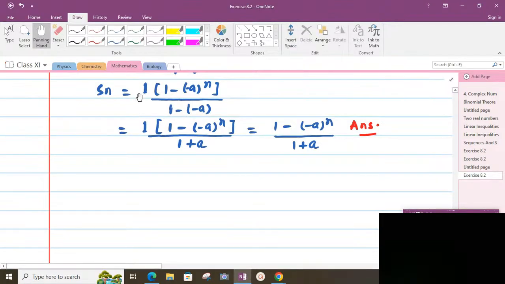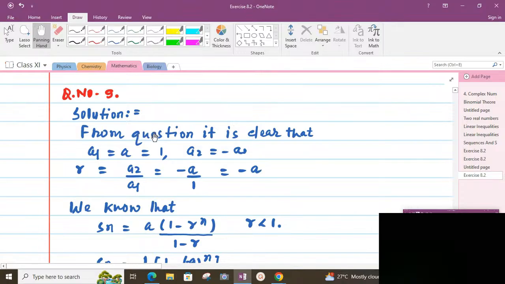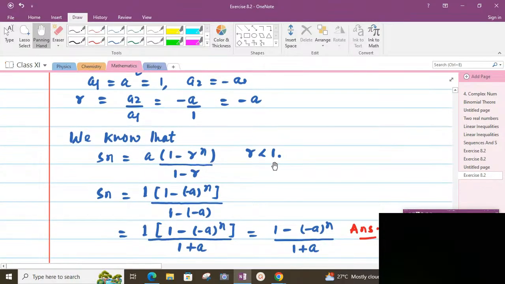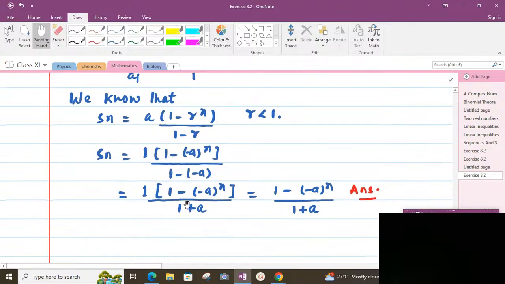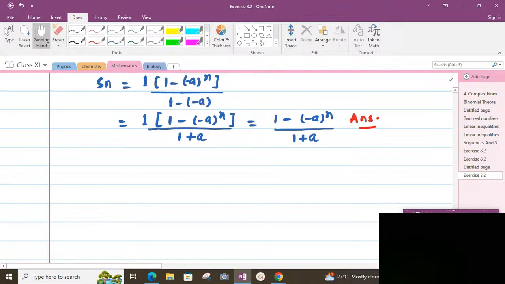एक बार इस क्वेश्चन को हिंदी लैंग्वेज में समझ लेते हैं, ताकि हिंदी माध्यम के विद्यार्थी के लिए भी ये उपयोगी हो। From the question it is clear that a1 equal to 1, a2 equal to -a. कॉमन रेशियो के फॉर्मूला को रिकॉल कर लिया गया, सेकेंड टर्म को फर्स्ट टर्म से डिवाइड किए तो -a आ गया। फिर से Sn के फॉर्मूला को रिकॉल कर लिए, यहाँ r का वैल्यू 1 से कम हो गया। सारा वैल्यू पुट अप कर दिए, एक सिंपल कैलकुलेशन कर दिए जो आप समझ जाएंगे, और ये आपका आंसर हो गया। So hope that there is no problem to understand the solution of question number 9.